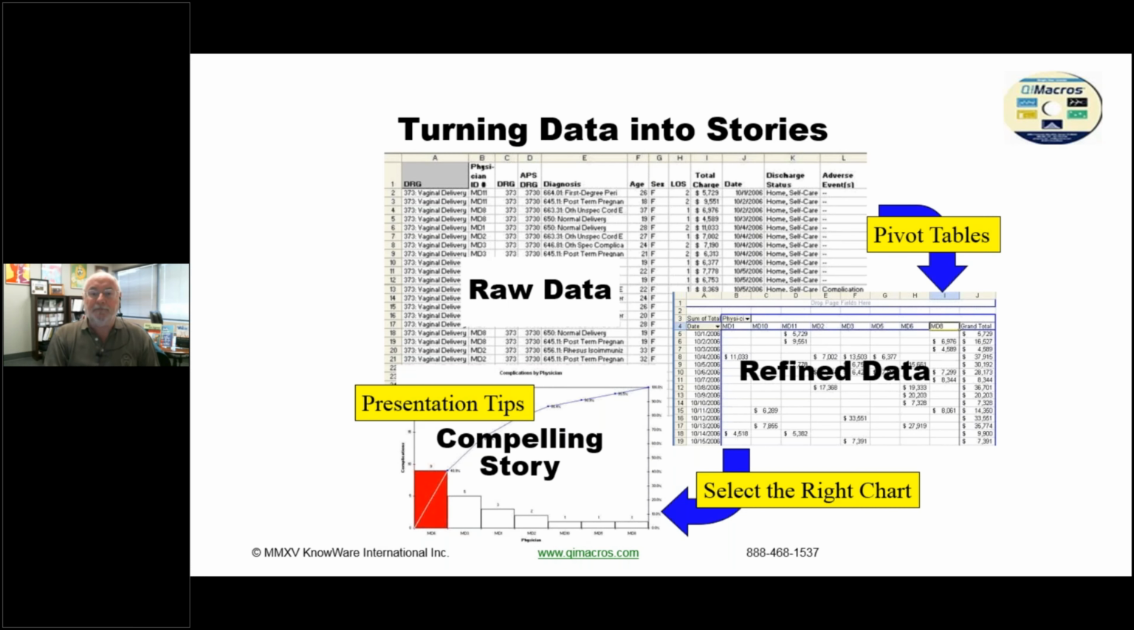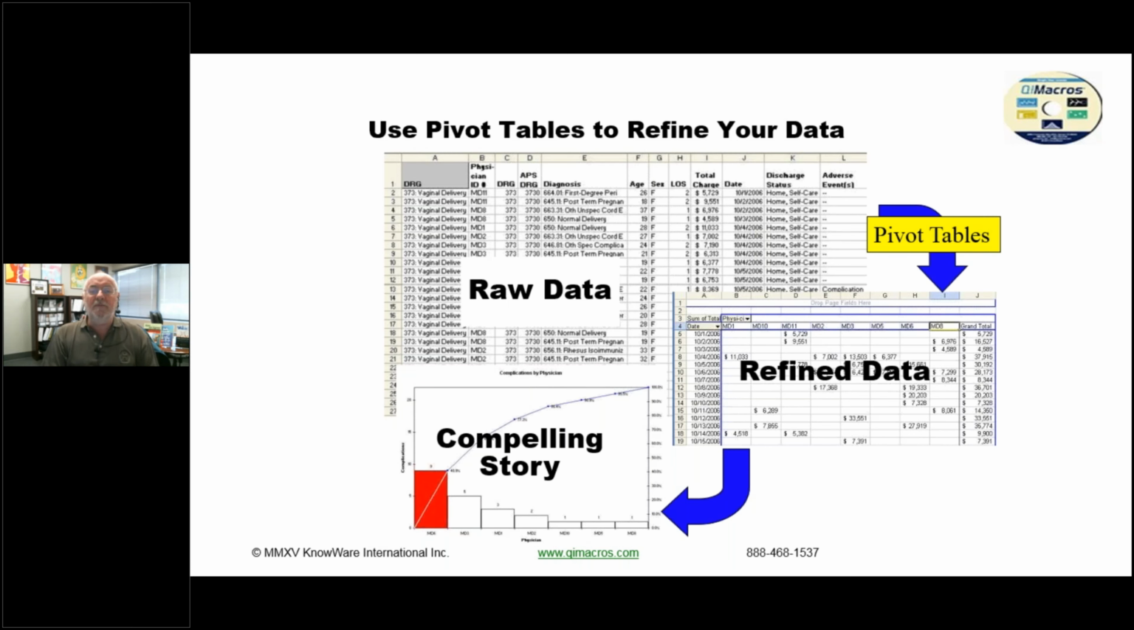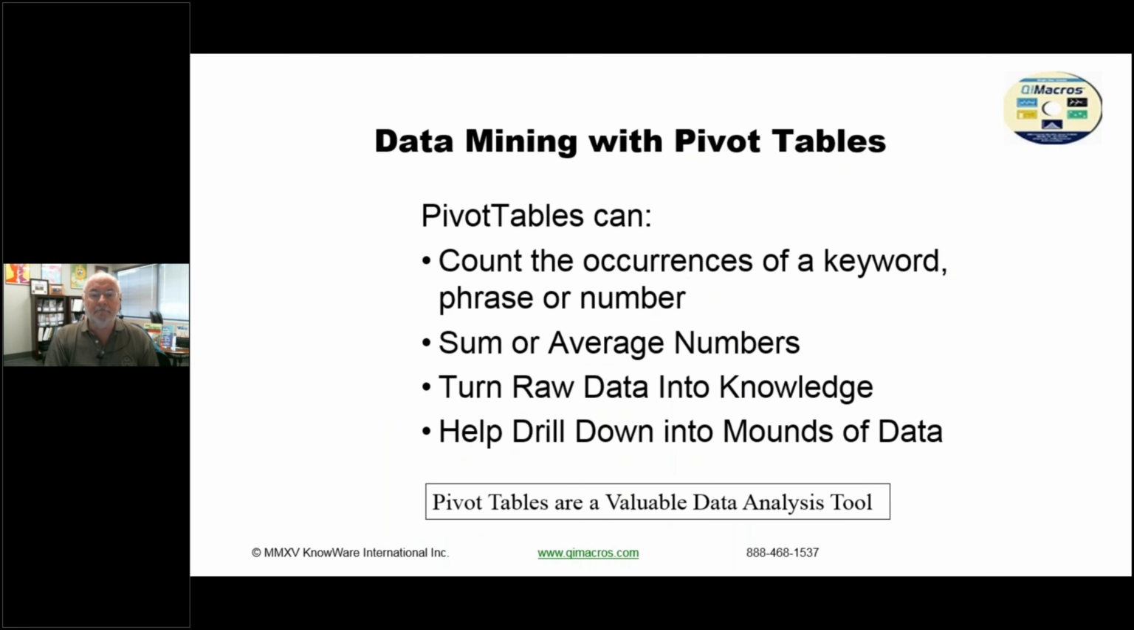Okay, so we're going to use pivot tables to start to refine your data. So the nice thing about pivot tables, if you've used pivot tables, they'll count the occurrences of keywords, phrases, numbers, sum or average numbers, turn all this raw data into knowledge and help you drill down into the piles of data. Now, I've worked with as little as maybe 200 records and as many as 50,000 records. And that's about all you need, right?